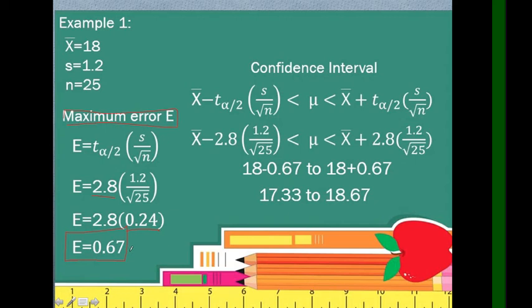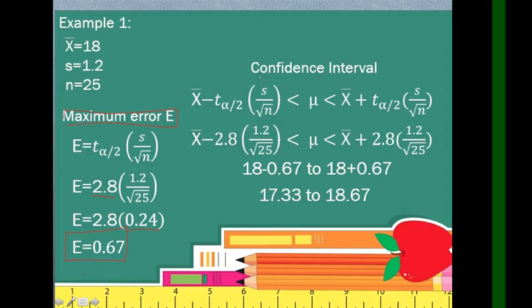Sometimes you hear this margin of error in the news, right? When there is news, for example Pulse Asia, they say, with a margin of error of 0.67, 50% of Filipinos agree with President Duterte, something like that. Right? They say that on TV.